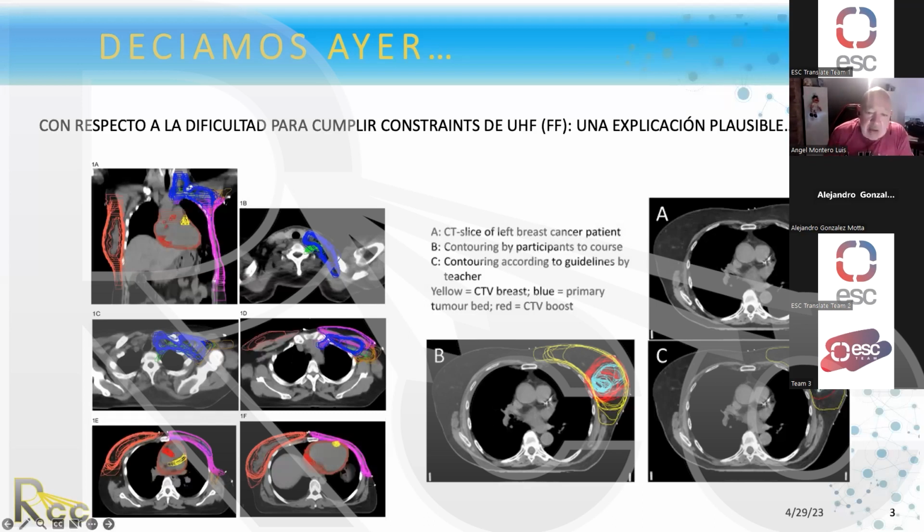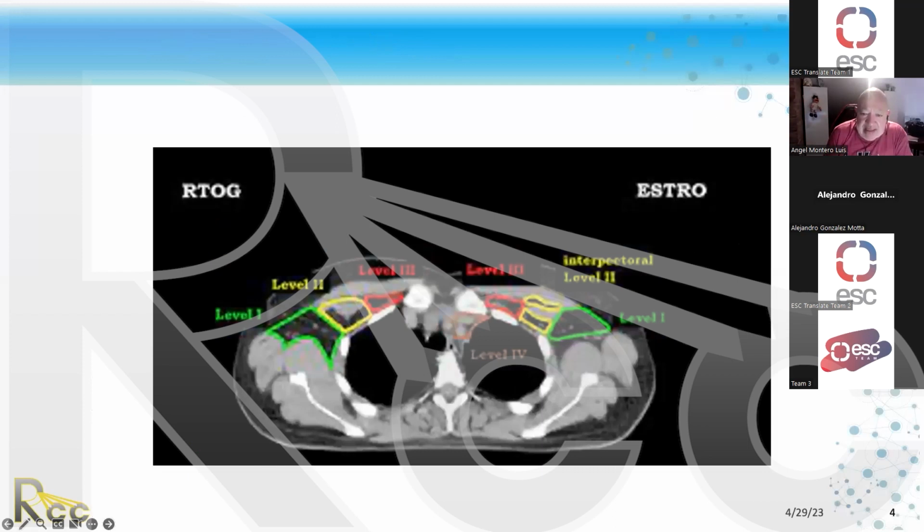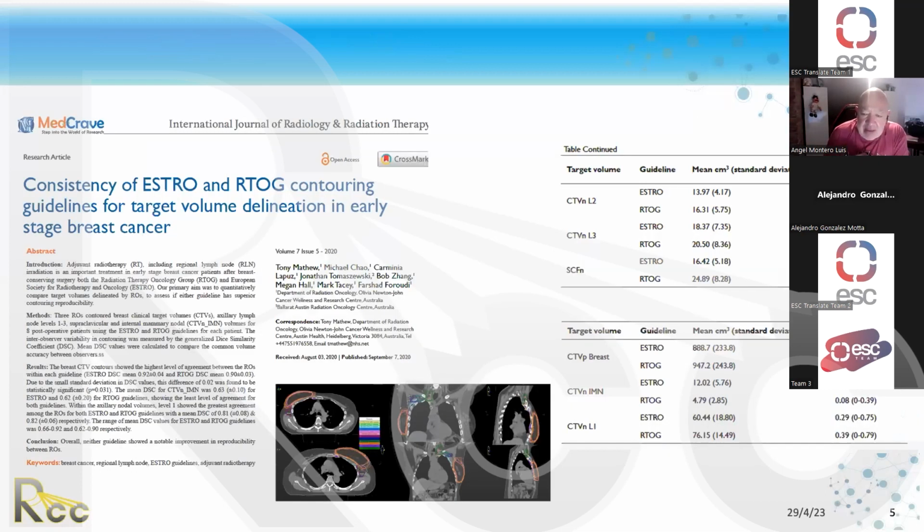So when we have developed the ganglion volumes, the volumes defined by these guidelines tend to be smaller than the volumes of the RTOG. When we compare both guidelines, we see that in all cases the volume of the ESTRO guidelines is less than the RTOG. So it's simpler to comply with certain constraints if you apply ESTRO before RTOG, especially on breast, where the limits, especially lateral and medial limits, are greater than those applied in the ESTRO guidelines.